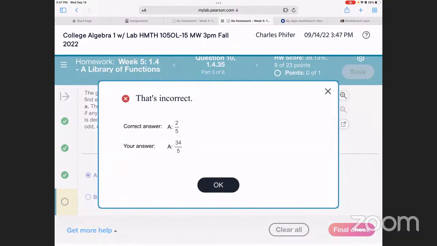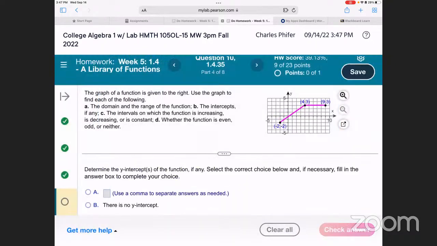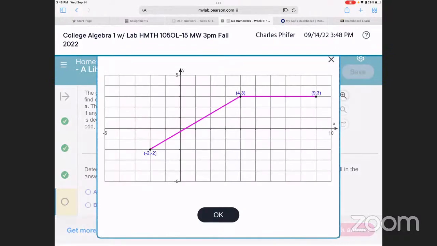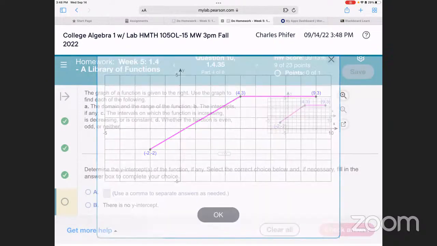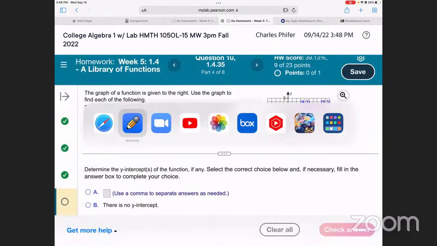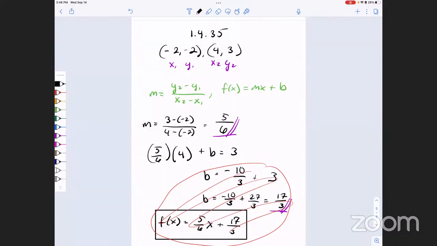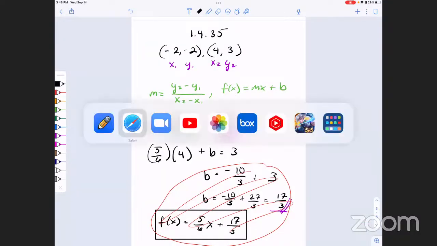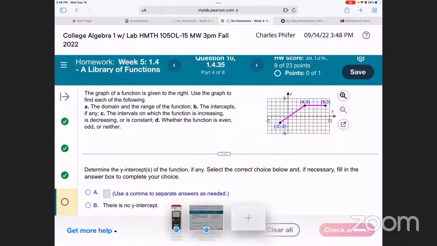So what are we doing wrong? There's something that we don't have right. Let me see. -2, -2, 4, 3. Am I looking at these properly? Did I put -2? Yeah, 4, 3. Is it 4, 3 or is it 3, 4? It's 4, 3.